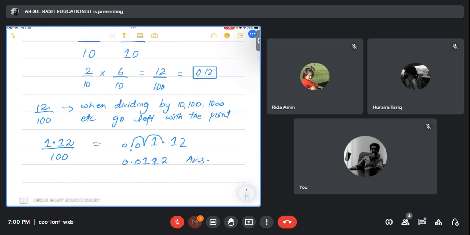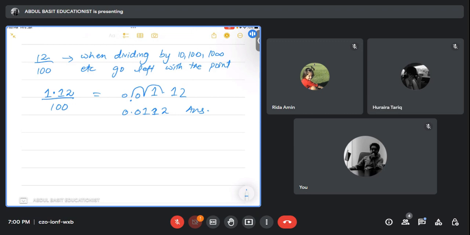Agree, Rida? For example, if the number is something like 0.0024. Now it says divide by 10. So how many jumps should I take towards the left? How many jumps, beta? One. Yeah, very good. One jump toward the left. Now the point is here, so we have to write an extra zero there. So 0.00024. Agree?